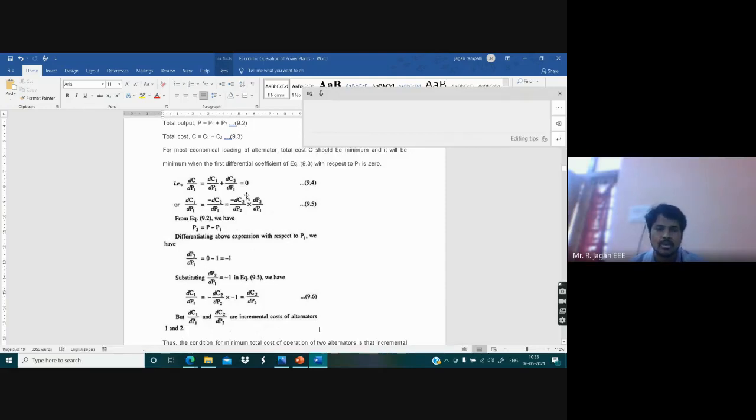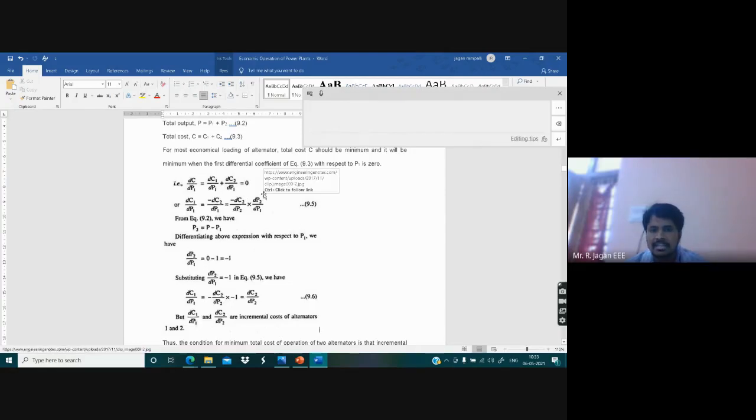Okay, so from this expression, dou C1 by dou P1 is equal to minus dou C2 by dou P1. This dou C2 by dou P1 can be written by dividing and multiplying by dou P2: dou C2 by dou P2 into dou P2 by dou P1.